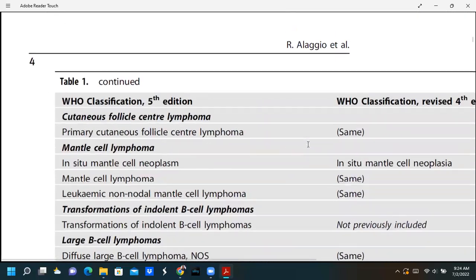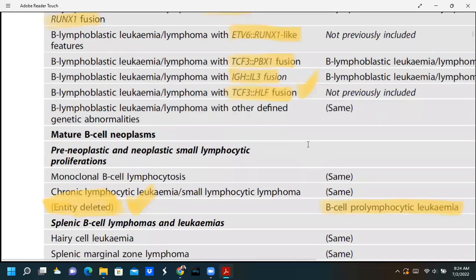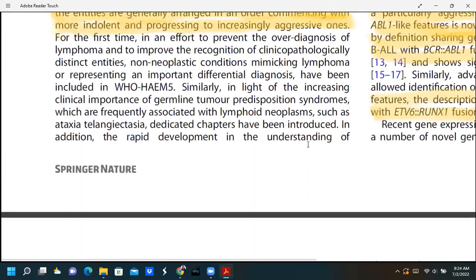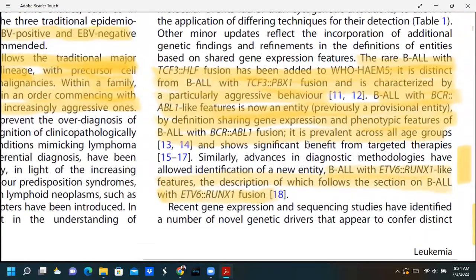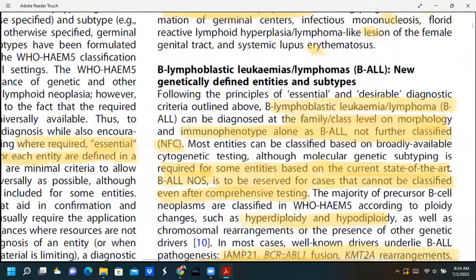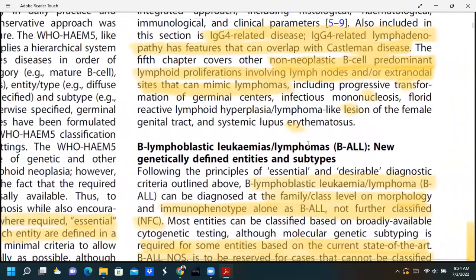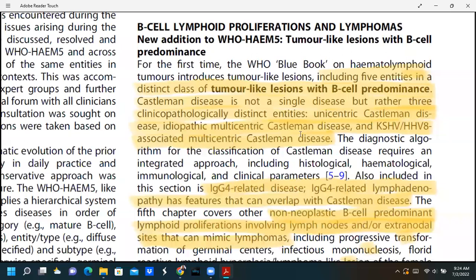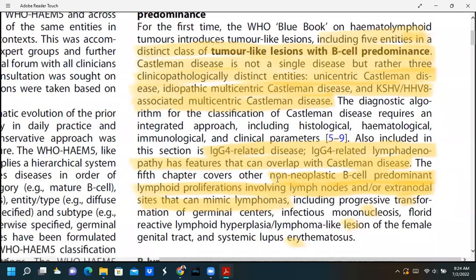So this is about the B cell changes in a summary. And going back to our B cell neoplasms, here. So that's where we left. Tumor-like lesions with B-cell predominance, as I was mentioning, has 3 Castlemans: unicentric Castlemans, idiopathic multicentric Castlemans, and KSHV/HHV8 associated multicentric Castlemans. So these 3 plus there are 2 more, IgG4 related.